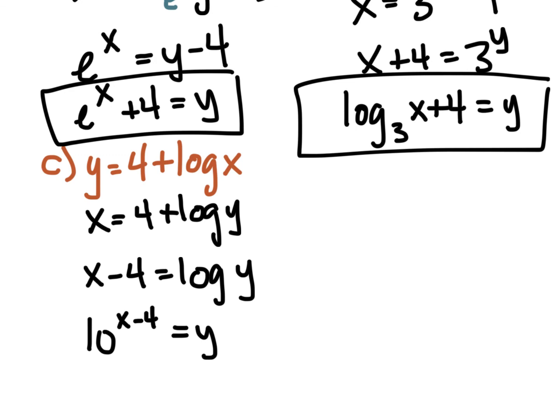All right, so hopefully we got 10 to the x minus 4 equals y. We subtracted 4 first. This is a base 10, so we rewrote it as an exponential, and then it's solved for y. All right, and that's all for today.